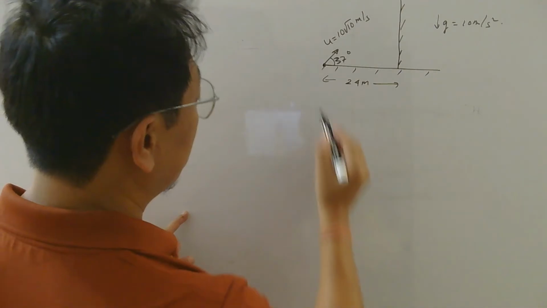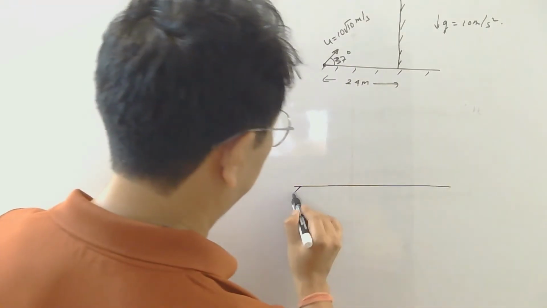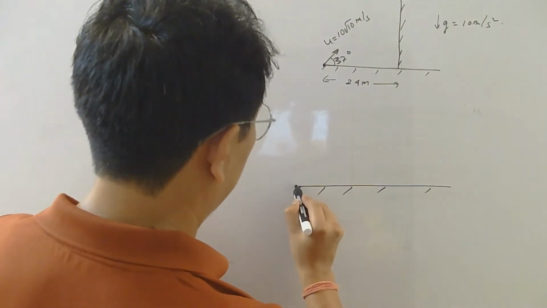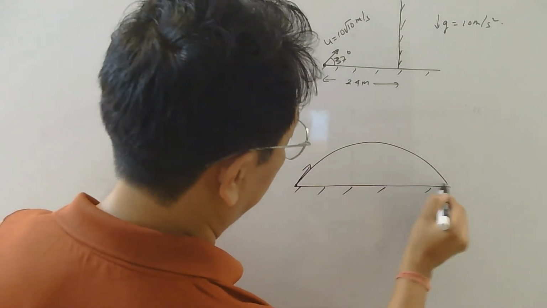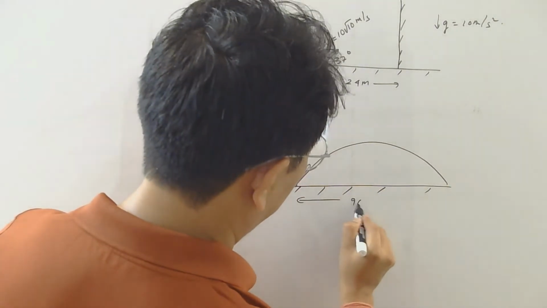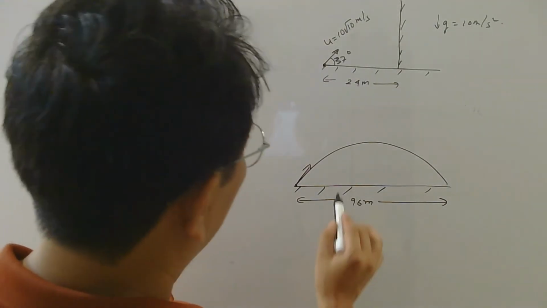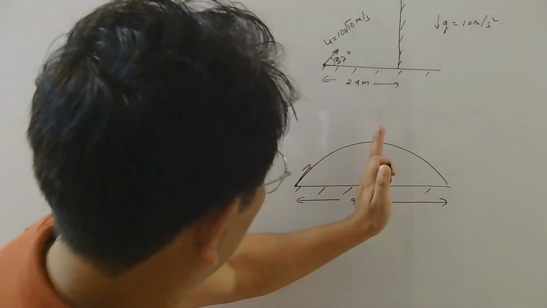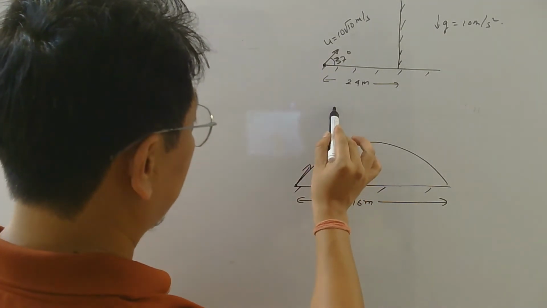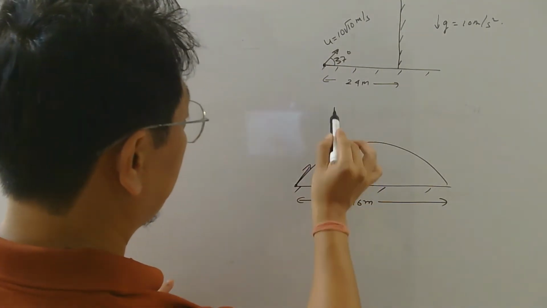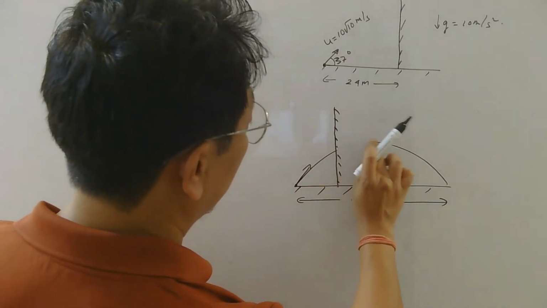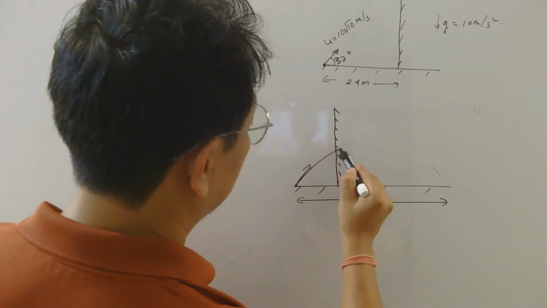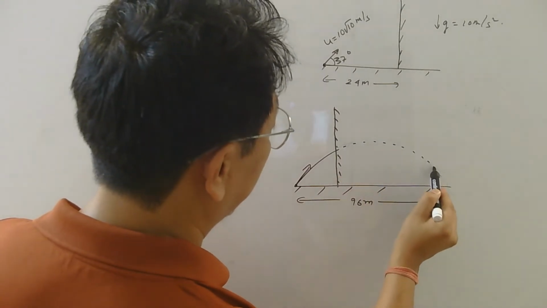So we came to know that this particle will travel a horizontal distance of 96 meters if there were no collision. But the wall is kept at 24, which is less than half, so the wall is somewhere here. So now this is no longer the actual path. This is the path it would have traveled.